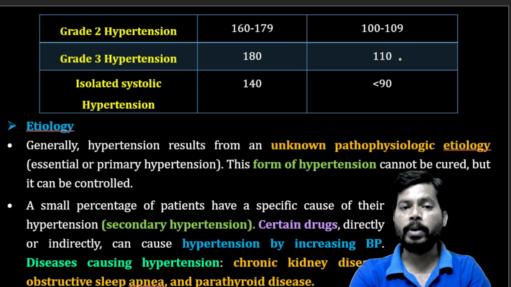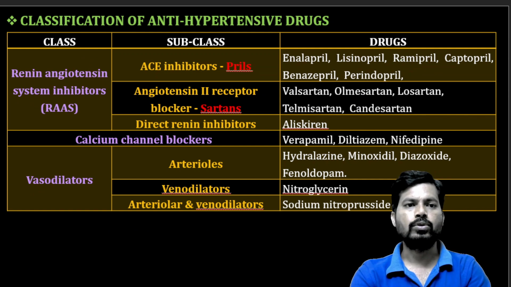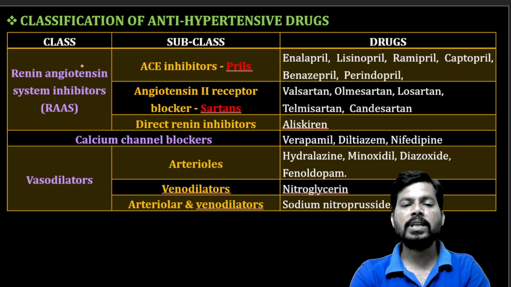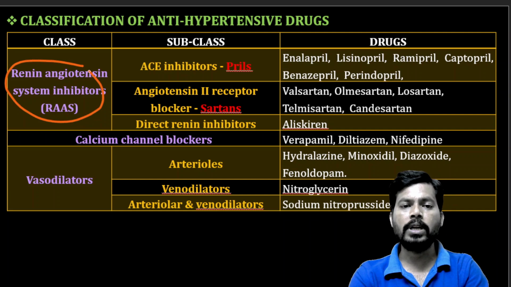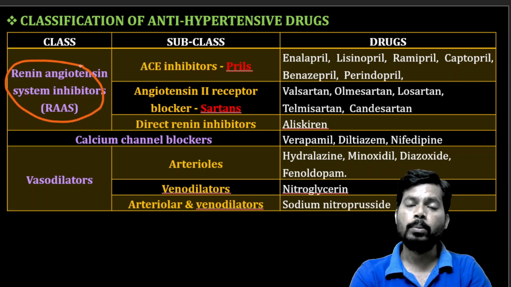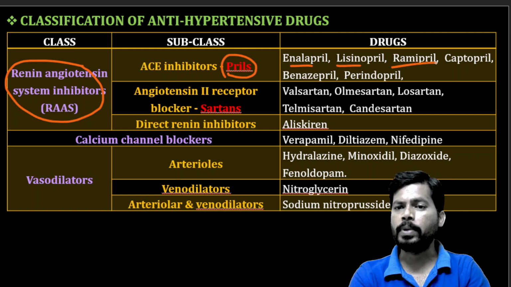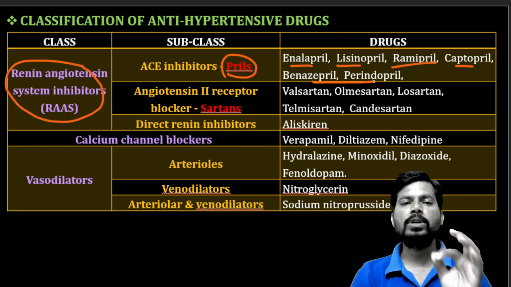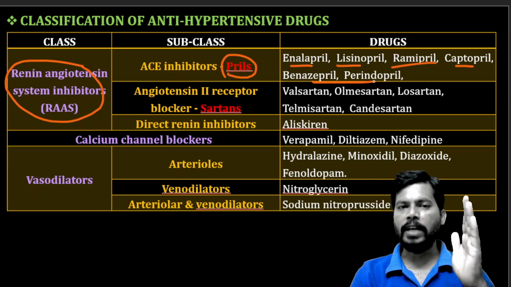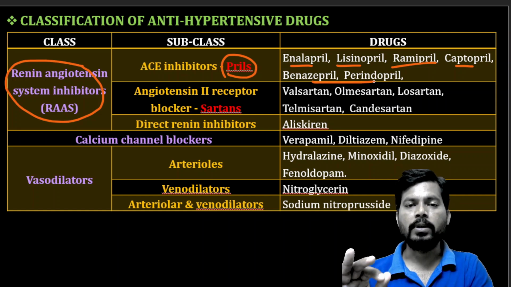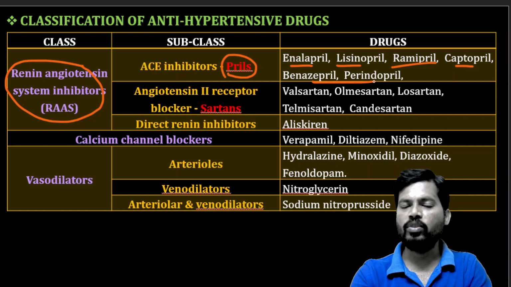So here our main focus is on the classification. Here is the list of drugs that help in the treatment of hypertension. The first category is drugs acting on the renin-angiotensin-aldosterone system, which regulates our blood pressure, nothing but hypertension. In this, ACE inhibitors, all the prils: enalapril, lisinopril, ramipril, captopril, benazepril, perindopril. All these drugs inhibit angiotensin converting enzyme and prevent conversion of angiotensin 1 to angiotensin 2. If angiotensin 2 is not formed, there is no vasoconstriction, only vasodilation of blood vessels.